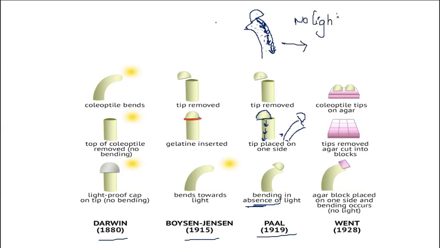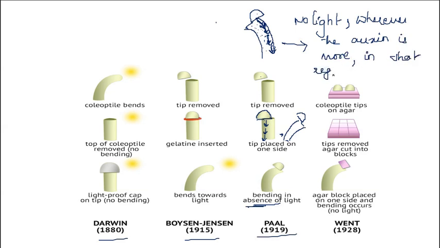So now there can be one confusion. If the tip part is placed towards this side, then auxin concentration is high over here and the bending will be towards the opposite side.